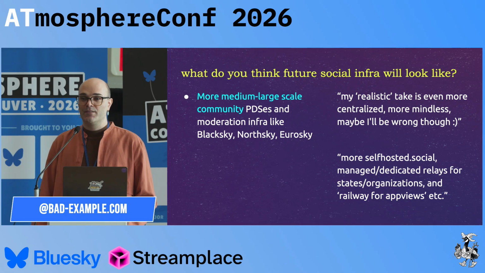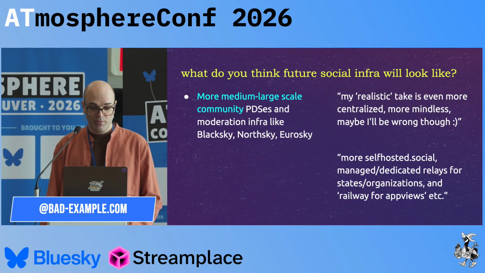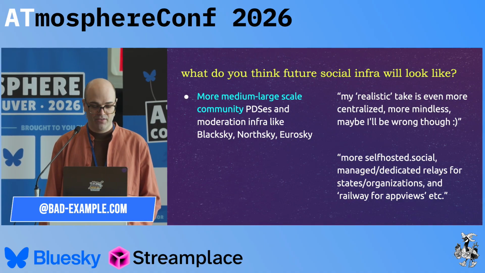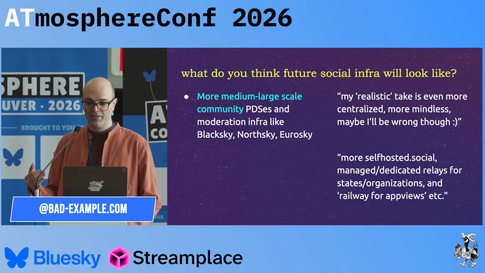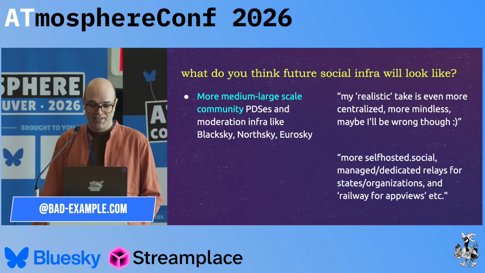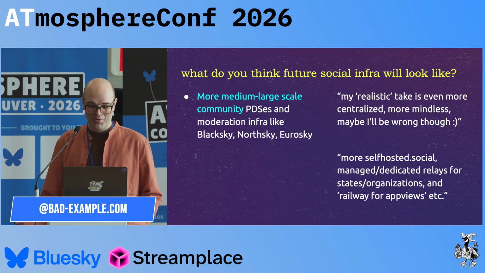I asked what people thought the future of social infrastructure will look like. Medium and large scale community PDSs like Blacksky, Northsky, Eurosky. I would include Bridgy in here, but that came up a lot. I think people really do see that as the way it's going to go. Personally, I think we're also going to see a lot more of these dozen or so independent, tiny, small-scale operators as well. Maybe it'll be more centralized, more mindless. Maybe I'll be wrong.